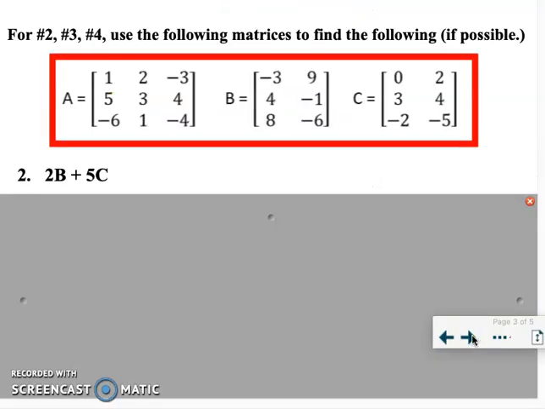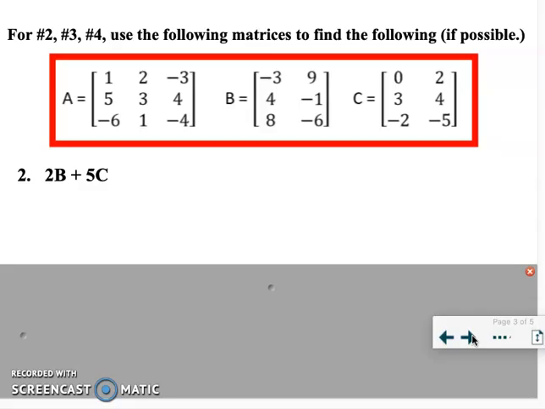It's kind of a combination here. It's asking in problems 2, 3, and 4 to use the following matrices to find the following if possible. So looking inside that red box, we have matrix A, B, and C. A is a 3 by 3 matrix, B is a 3 by 2, and C is a 3 by 2. So we're asked to find 2B plus 5C.